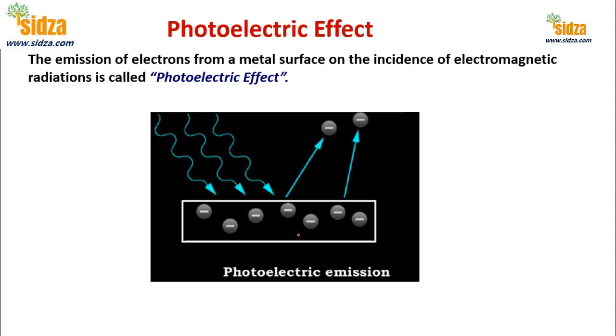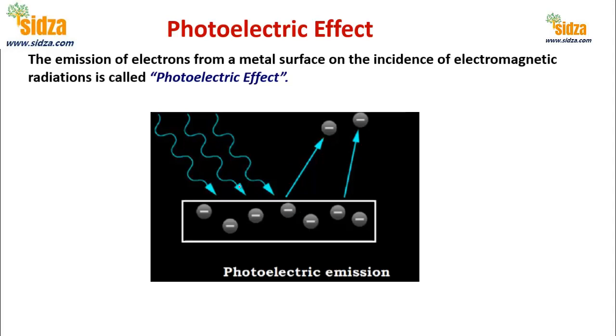Photoelectric effect. What is the photoelectric effect? The emission of electrons from the surface of a metal on the incidence of electromagnetic radiations is called the photoelectric effect. So basically, the photoelectric effect is when you strike a particular metal surface with high energy radiations, the electrons from the surface of the metal are ejected.